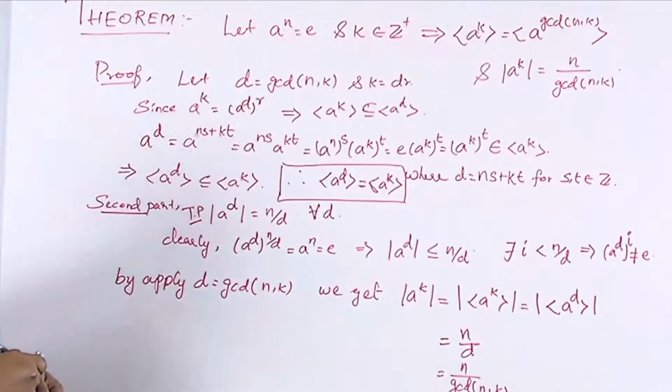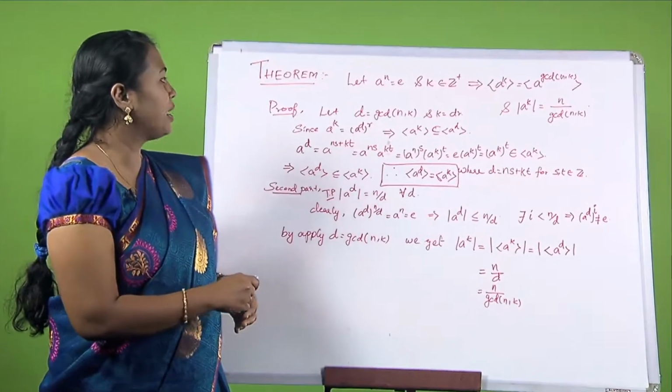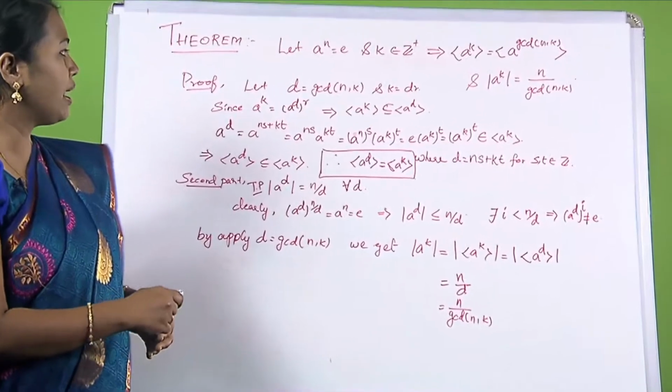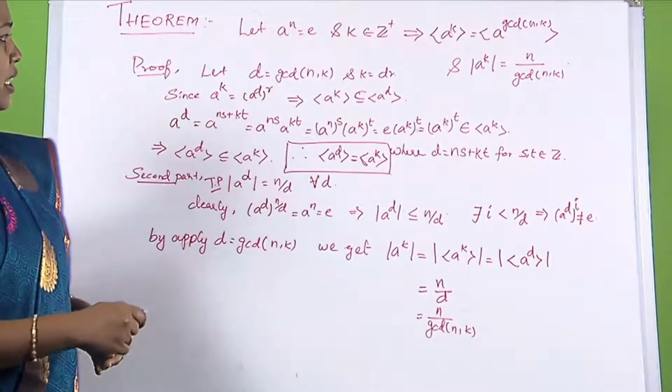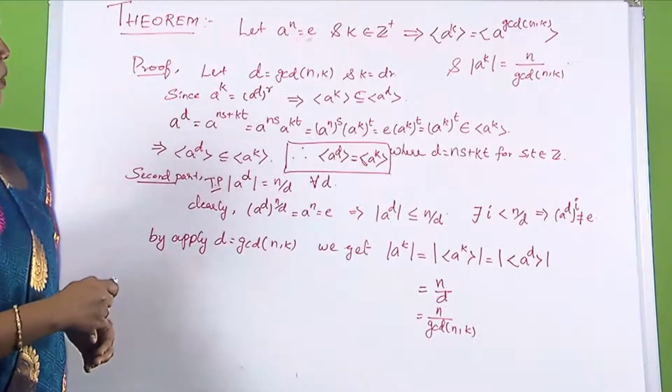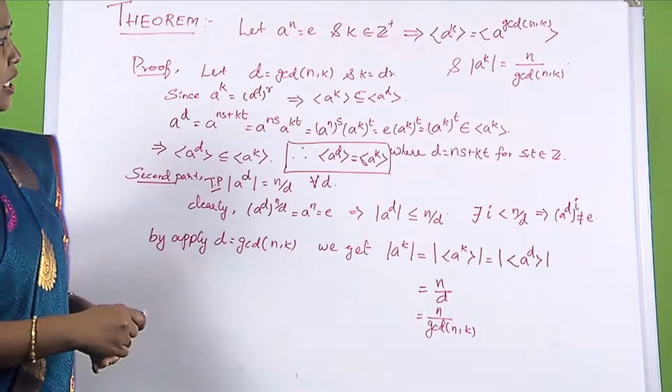Therefore, a power d is equal to a power ns plus kt. Again, this is from the assumption d is equal to GCD of n comma k, and therefore this is possible. So, d can be written as ns plus kt, where s and t are some integers. Therefore, this can be written as a power ns times a power kt, which is equal to a power n the whole power s, and a power k the whole power t. This is equal to, now a power n is equal to e. This is the primary assumption here. Therefore, this is equal to e times a power k the whole power t.